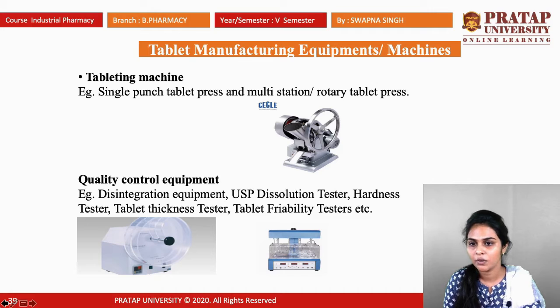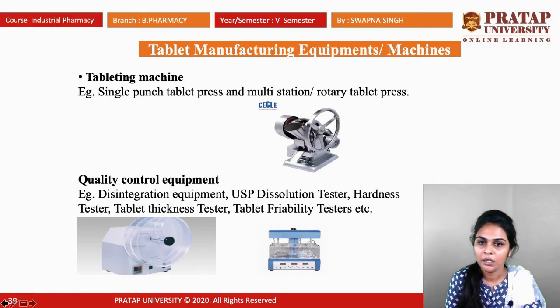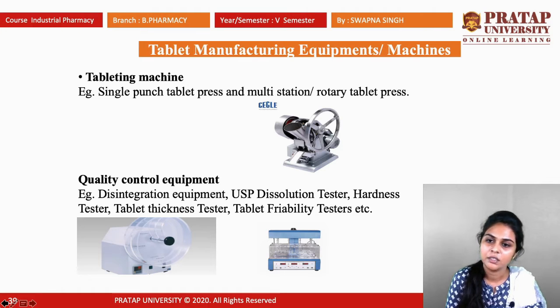Next is quality control equipment. Different quality control tests are performed for tablet dosage forms after the compression of tablets, like disintegration, dissolution test, friability test, tablet thickness and content uniformity. For all the quality control tests, there is individual equipment. For disintegration, disintegration equipment is available. For the dissolution test, dissolution testers are available. Dissolution testers differ according to IP and USP.